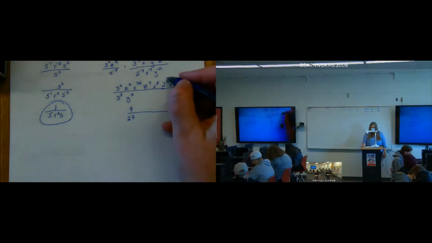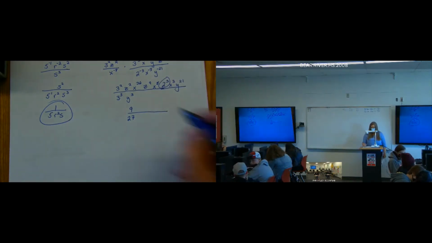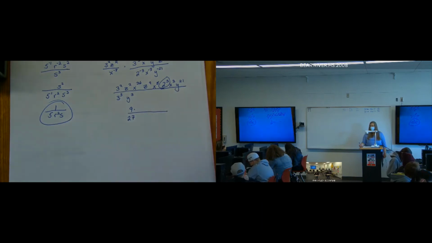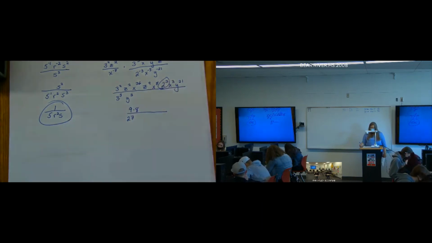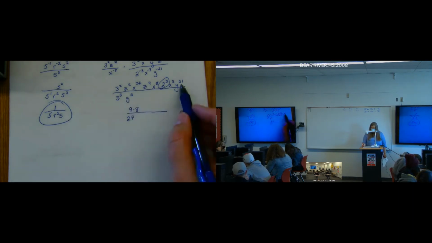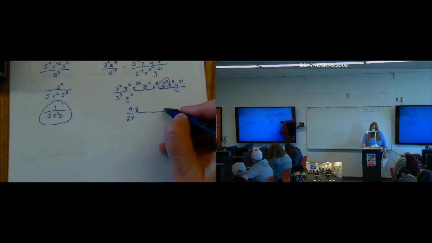I also have 2s here. So 2 to the third is what? 8. We'll put that there, okay? Now what? Find the other y, 21 minus 3. 21 minus 3 is? 18. I'll put that where? On the top or the bottom?